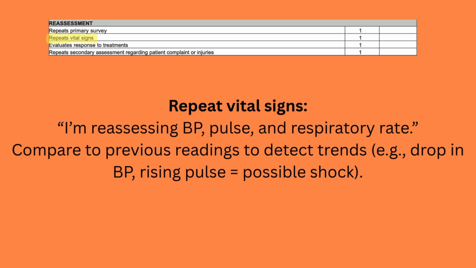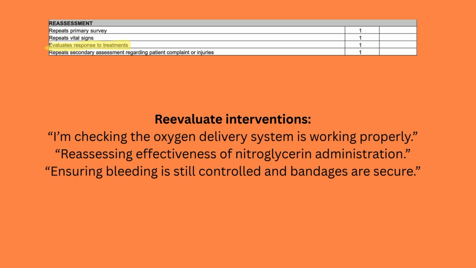We are now going to recheck vital signs. So reassess blood pressure, pulse, and respiratory rate, or anything else such as glucose. Compare it to the previous readings to detect trends for medication, or you can find injuries such as drop in blood pressure and rising pulse leading to shock. After that, you are going to reevaluate your interventions. So check oxygen delivery, reassess the effectiveness of medication, ensure bleeding is still controlled by bandages or tourniquets, etc.